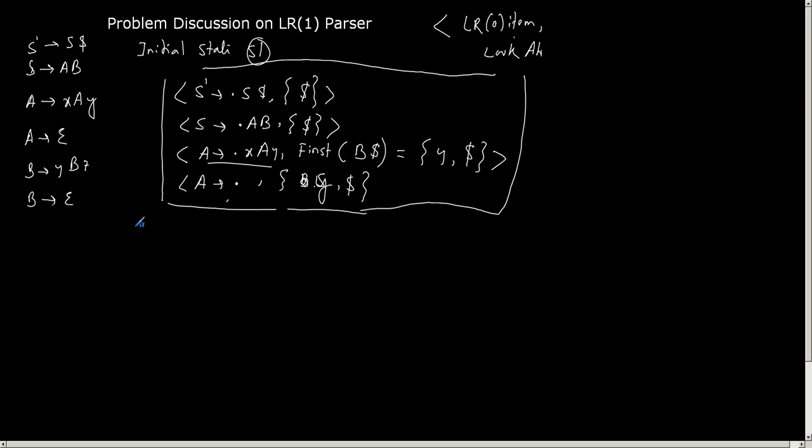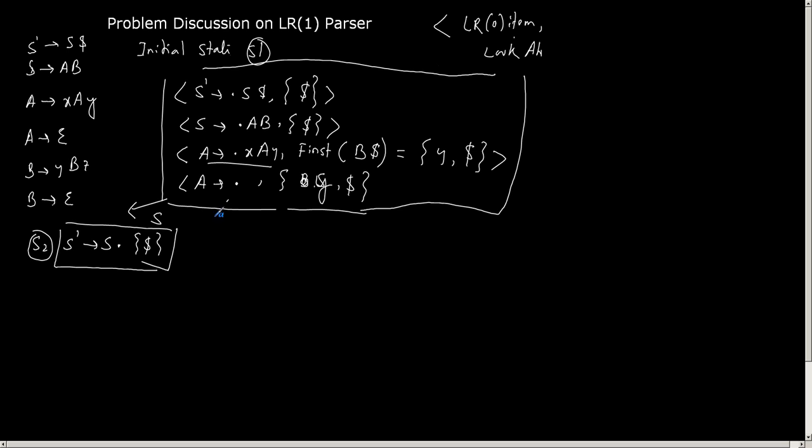Now from here I will try to capture other scenarios. Suppose I consume this non-terminal symbol S, then my new state will contain the new LR1 item S dash is equal to S dot, and the look ahead symbol is dollar. Understood? So I represent it as a new state. Suppose this is S2.